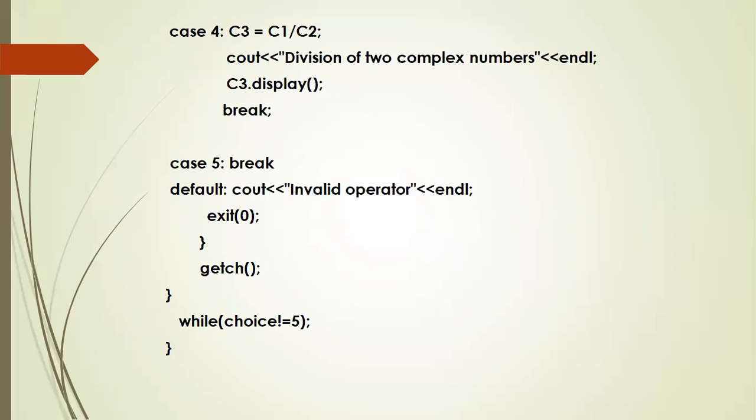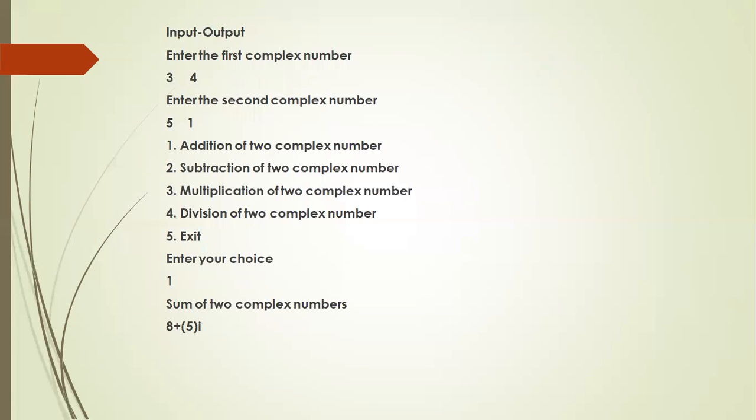And default: when you have given a value for choice other than 1, 2, 3, 4, 5 (1 means plus, 2 means minus, 3 means star, 4 means slash), if you give any other value, it means the operator itself is not available, so it's an invalid operator and also an invalid choice. So exit 0, get choice. While choice is not equal to 5, you have to repeat all these operations.